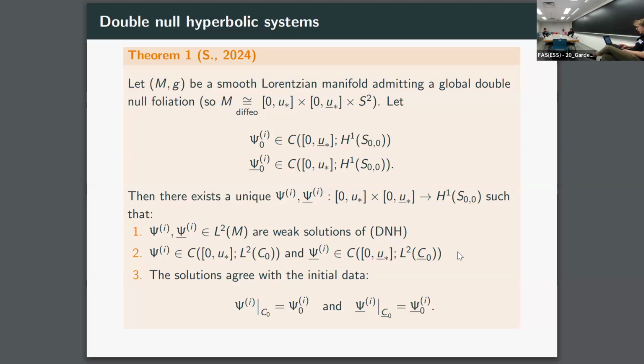And then I have the second bullet point here. They're actually continuous in a certain space. And that continuity lets us say that there's enough regularity to make sense of an initial value problem. So basically, this is a local existence and uniqueness result for the characteristic initial value problem for systems of this type at low regularity.